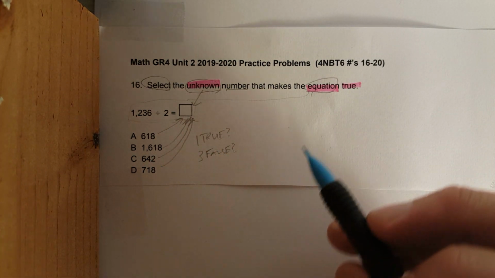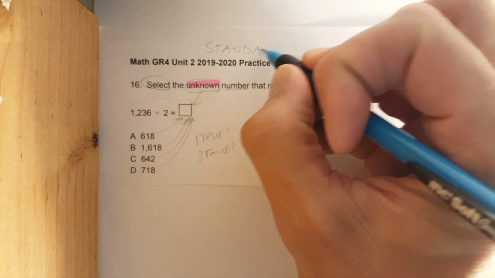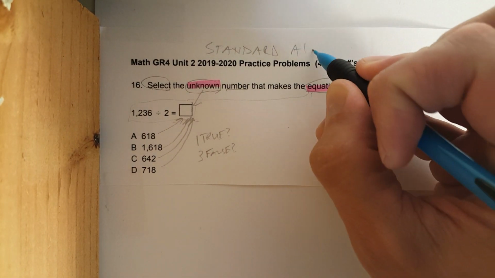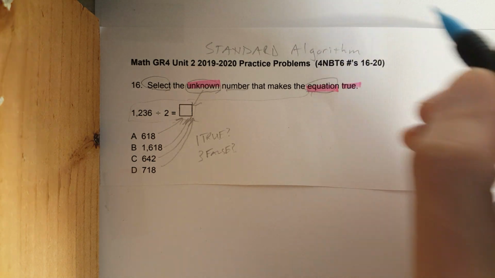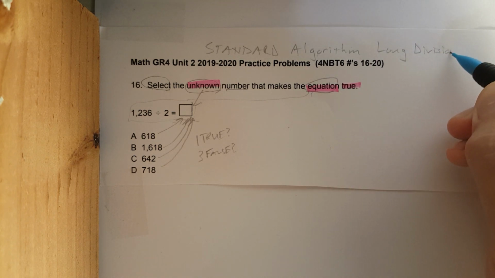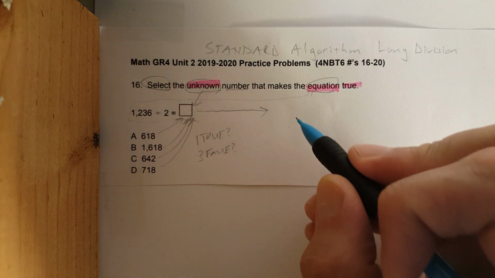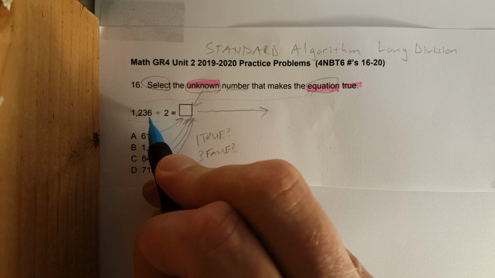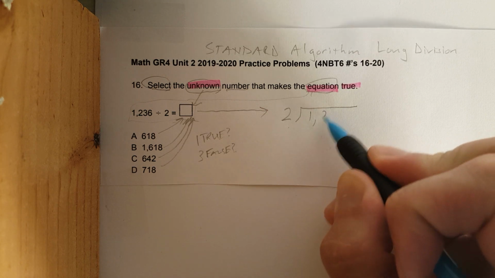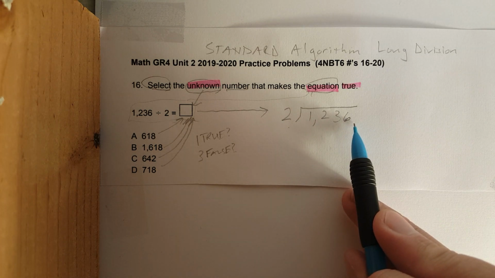But we're going to teach you how to do it, and I'll write it up here. It's called standard algorithm long division. Here's another way of writing this problem: 1,236 divided by 2 can also be written this way. 1,236 divided by 2.